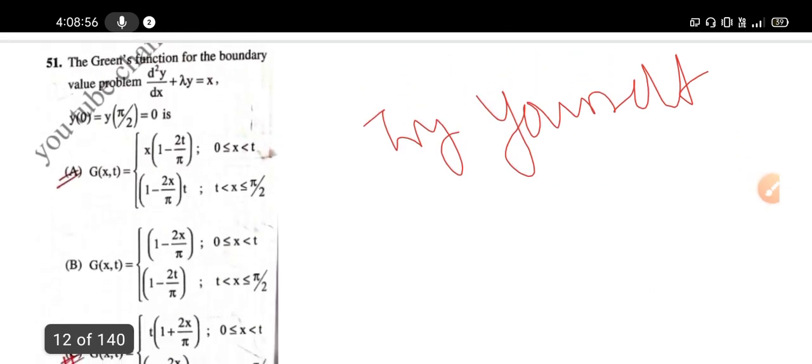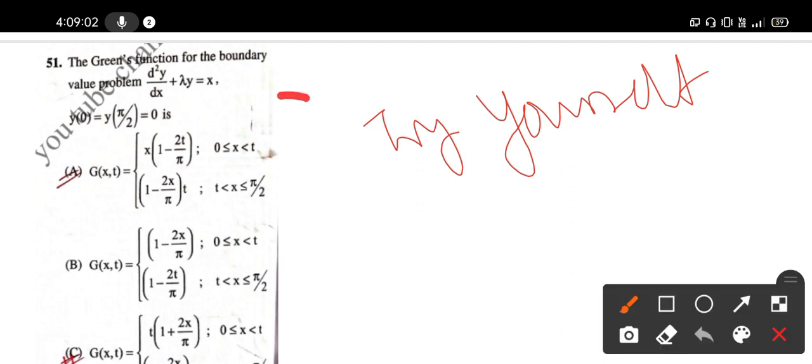The Green's function for the boundary value problem. Here a condition is given, and find yourself. Option A is correct. Next question.